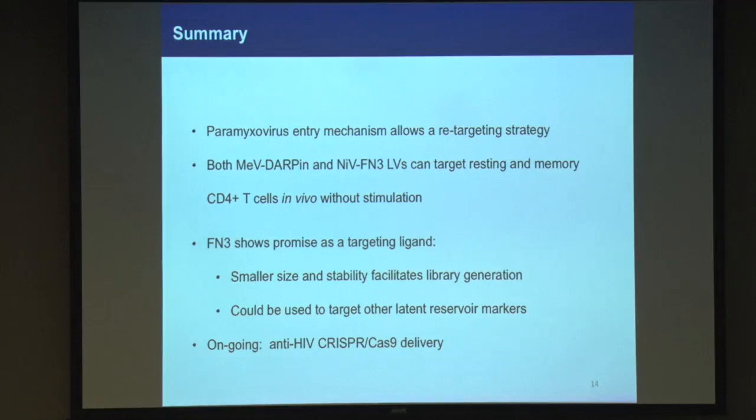So here's the summary. First, we show that the paramyxovirus entry mechanism allows a retargeting strategy. And second, in our hands, both DARPin measles virus and fibronectin Nipah virus can target resting and memory T cells in vivo. And third, we showed that fibronectin is a promising targeting ligand due to its smaller size and stability, which facilitate library generation, and it could potentially be used to target other latent reservoir markers in the future. An important ongoing work right now is to test the delivery of CRISPR-Cas9 using this targeted vector.